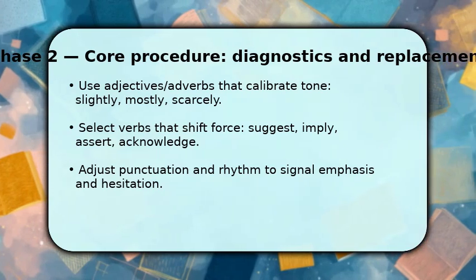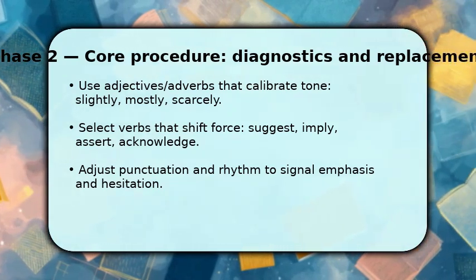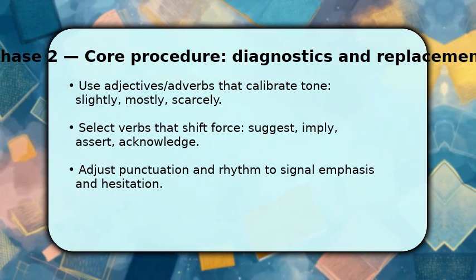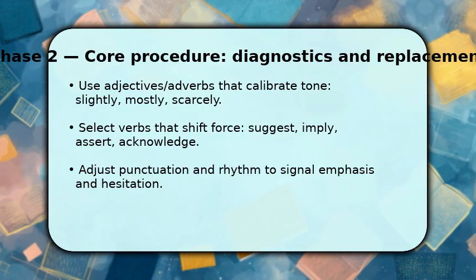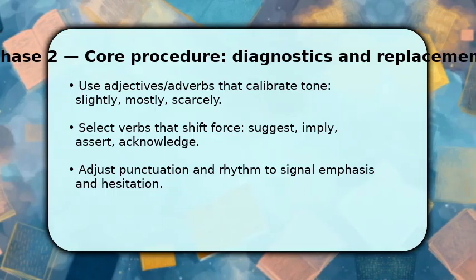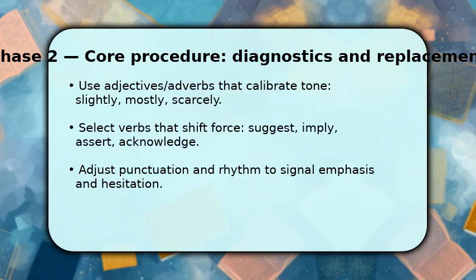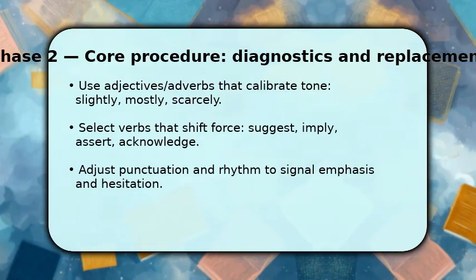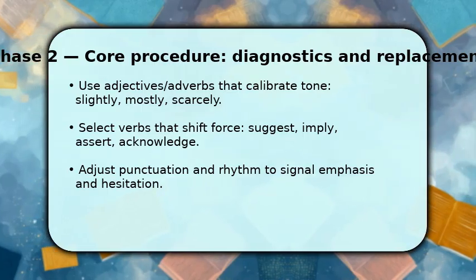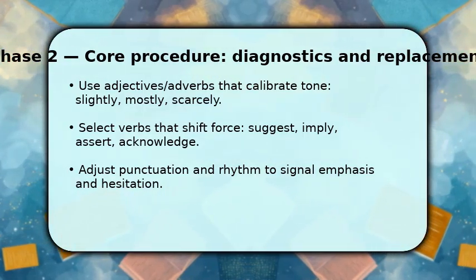Now you focus on detailed tools: modifiers, verb selection, and rhythm. Use precise adverbs like slightly or mostly to calibrate intensity. They tell the listener how big the difference is. Then choose verbs that match intention, suggest versus assert, because verbs carry stance and responsibility. Also, change punctuation and sentence length to create pauses. Short clauses increase force, while commas and dashes invite subtlety. As you practice, compare two versions to hear the impact of each small choice.